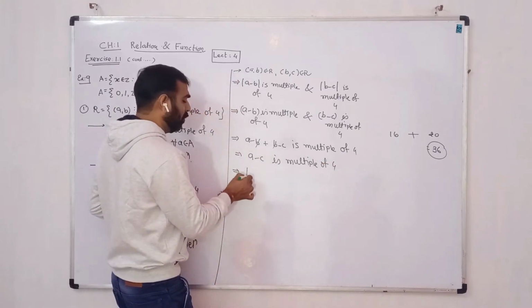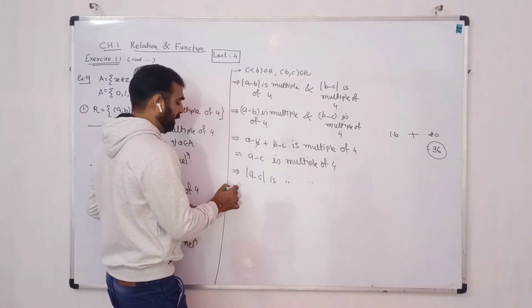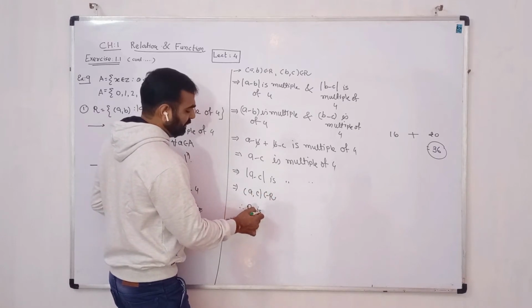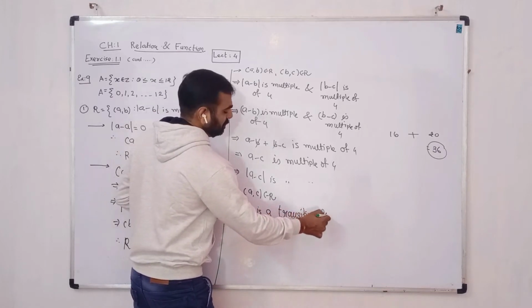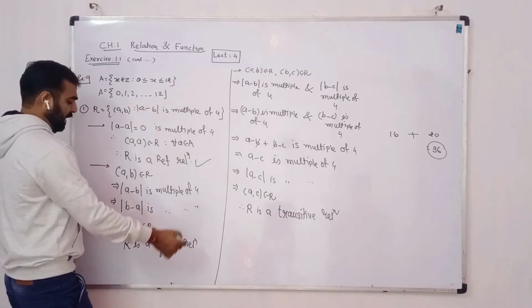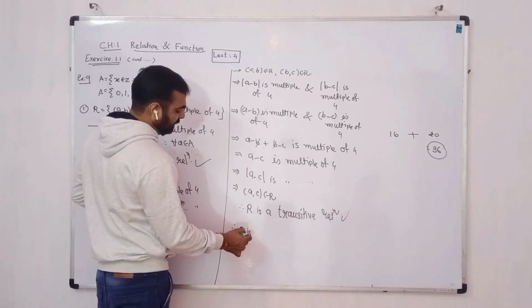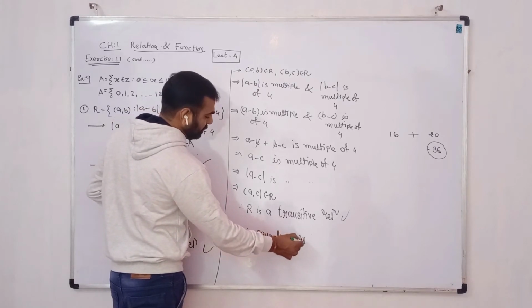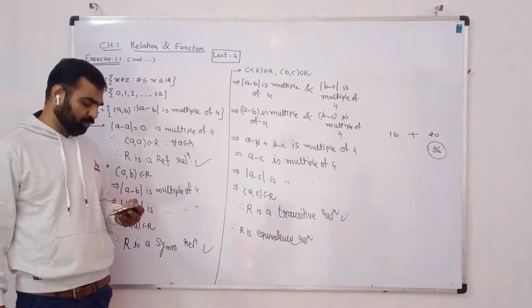Okay. So now mod of A minus C, मोड ले लेंगे तो भी वो क्या होगा? मल्टीपल ऑफ 4. तो उसका मतलब क्या हो गया? This is AC belongs to R. So R is a transitive relation. So R is reflexive, R is symmetric and R is transitive. So therefore we can say that R is an equivalence relation. That's it. Okay. Now next topic उसमें क्या पूछा हुआ है?